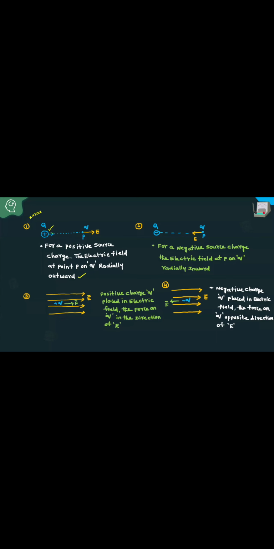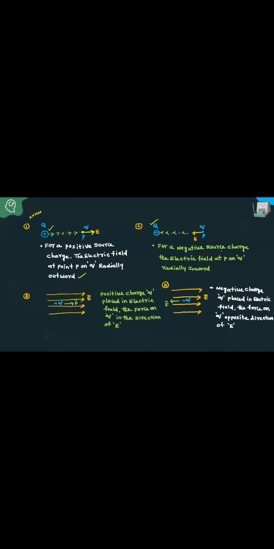I told already, the electric field lines move away from the positive charge, in the outward direction. That's why, due to positive charge Q, the electric field on point P is in the outward direction. If you take any negative charge, friends, what is the electric field on point P? We know that the electric field lines end at the negative charge, moving towards it. That's the reason why, due to a negative charge, the electric field on point P is radially inward.